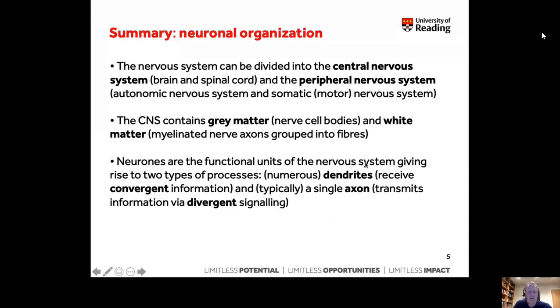The neurons are the functional unit of the nervous system. They have two processes: these dendrites, which receive convergent information, and a single axon, which transmits information via divergent signaling via these axon collaterals.